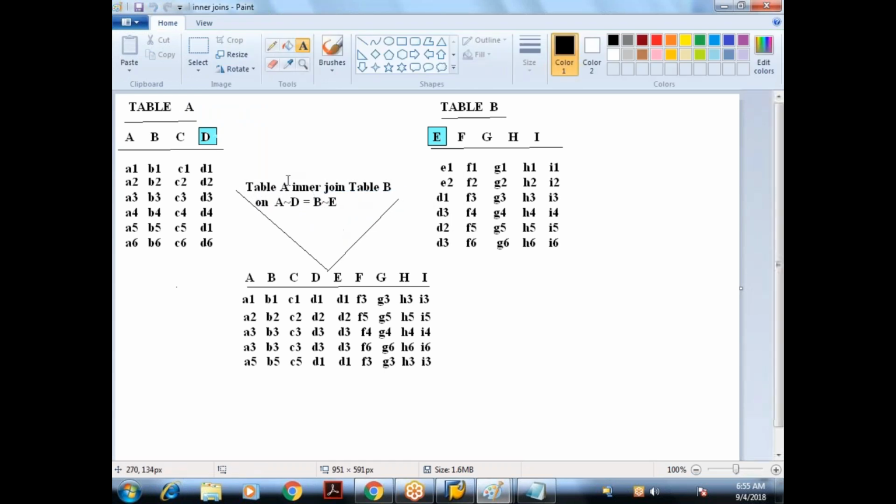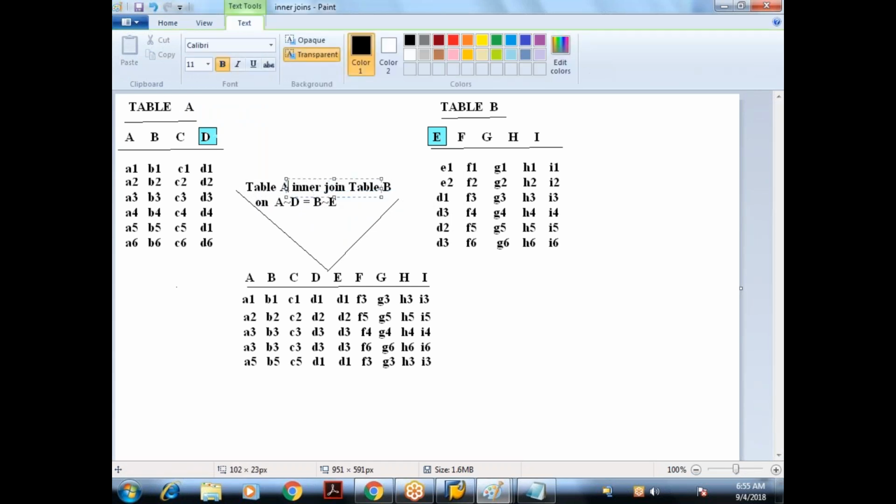Whenever we use inner join in select queries, each row of the left hand side table will be compared with all the rows of the right hand side table. I repeat, whenever we use inner join in the select query, each row of the left hand side table will be compared with all the rows of the right hand side table. Here the first row in the left hand side table is A1, B1, C1, D1, and the value of the logically related field is D1. So it will compare with all the rows of the right hand side table.